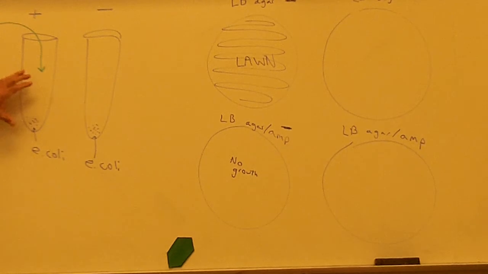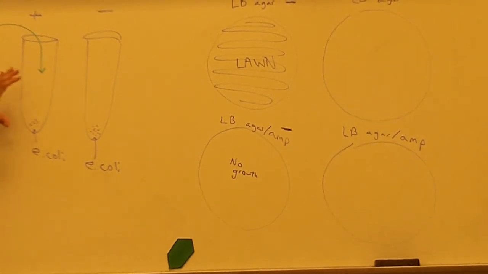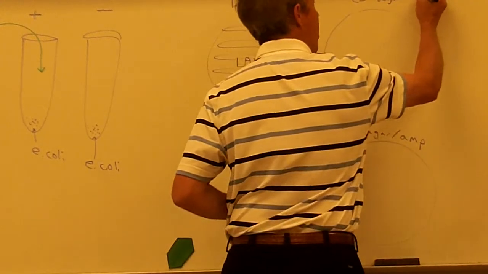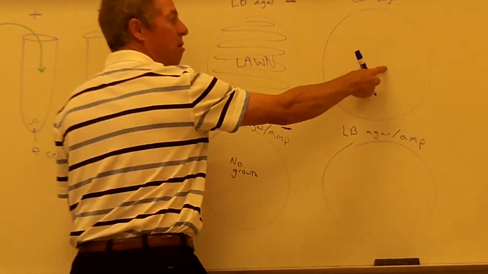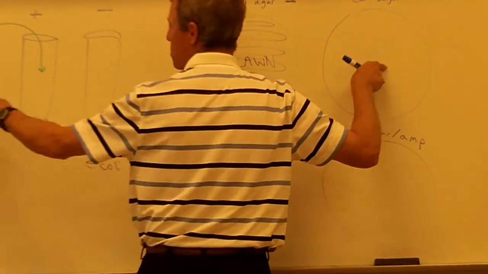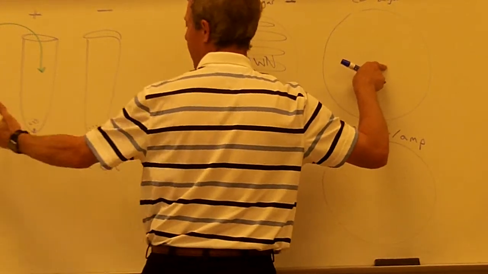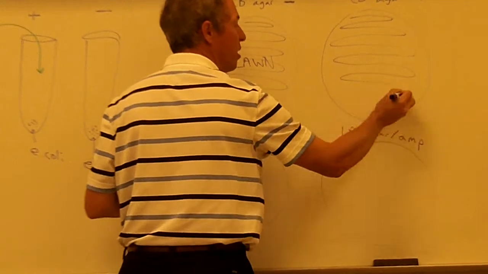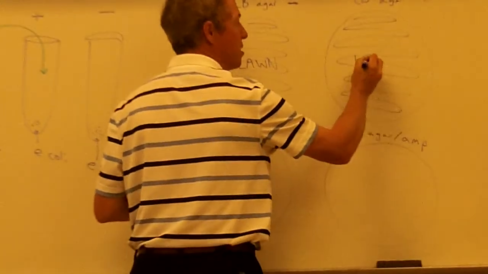What about the plus bacteria? These are the ones that got the plasmid. Would they grow on normal LB agar? Yes. That plasmid doesn't do anything to cause them not to grow here, so that ought to be a lawn too. And we saw that it was.